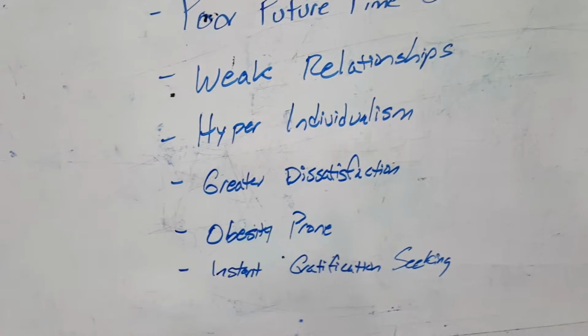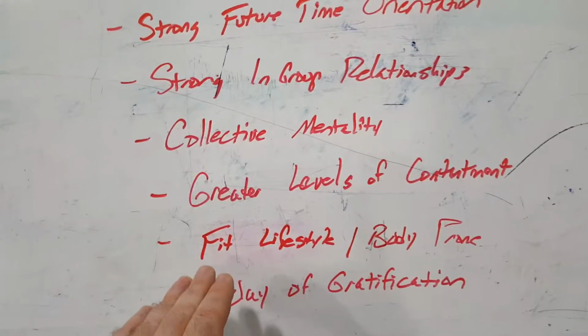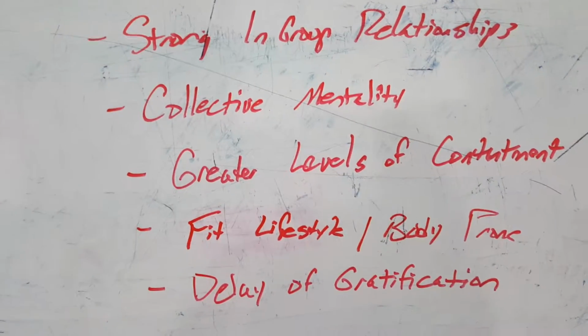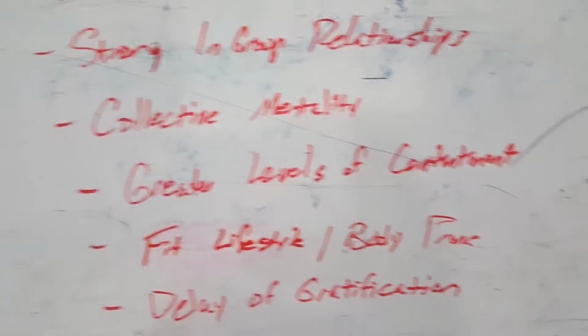R selection leads to more obesity. Bunnies tend to be fat. They tend to be a little slower witted. Well, versus wolves. Wolves are very fit animals. They have a very fit lifestyle. So they're very prone to having a fit body and fit lifestyle.